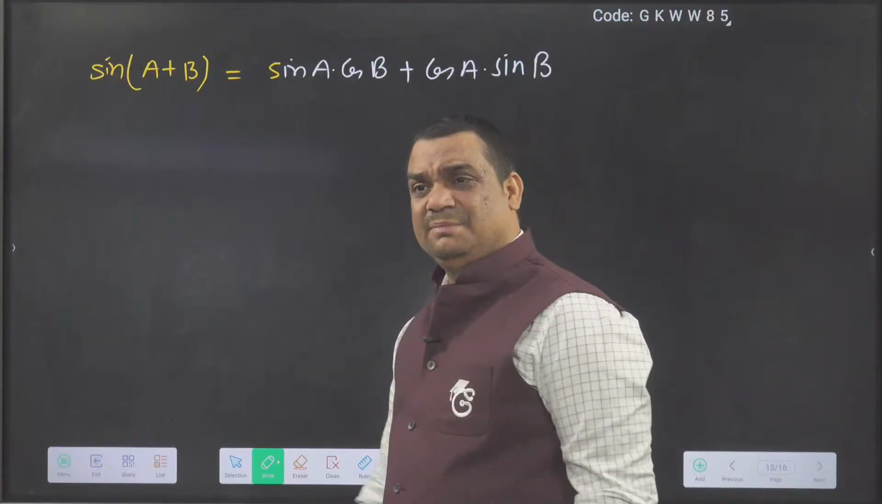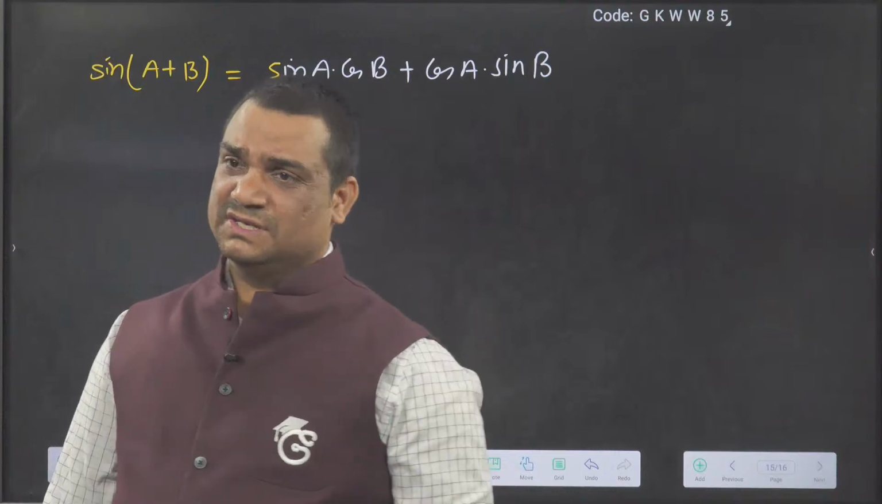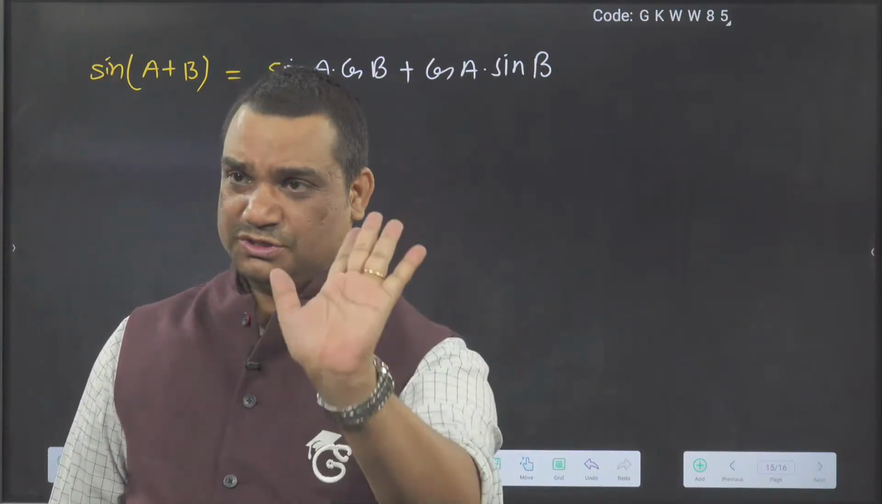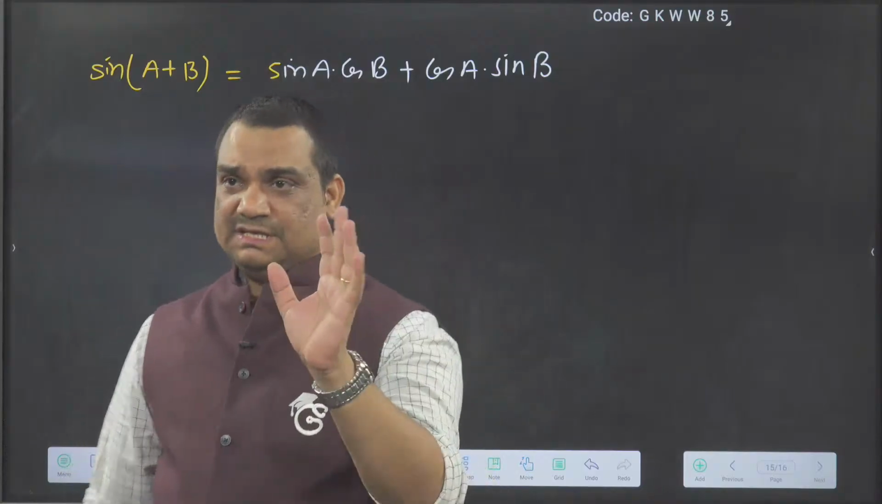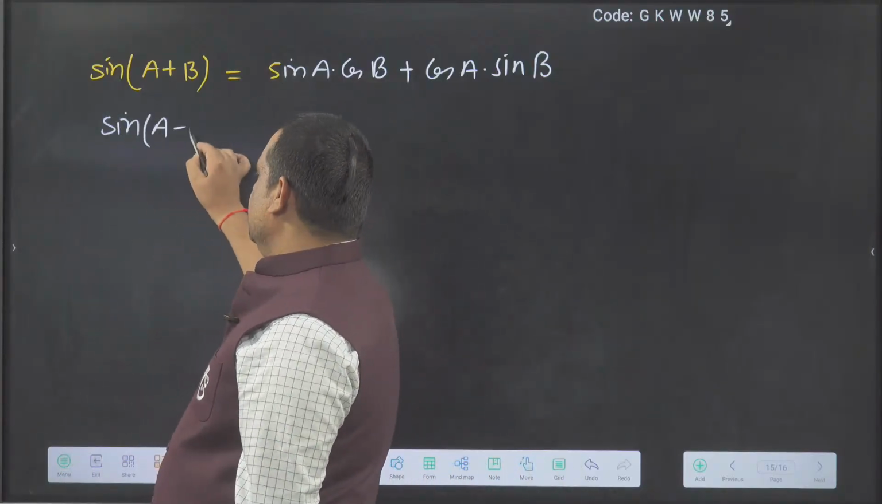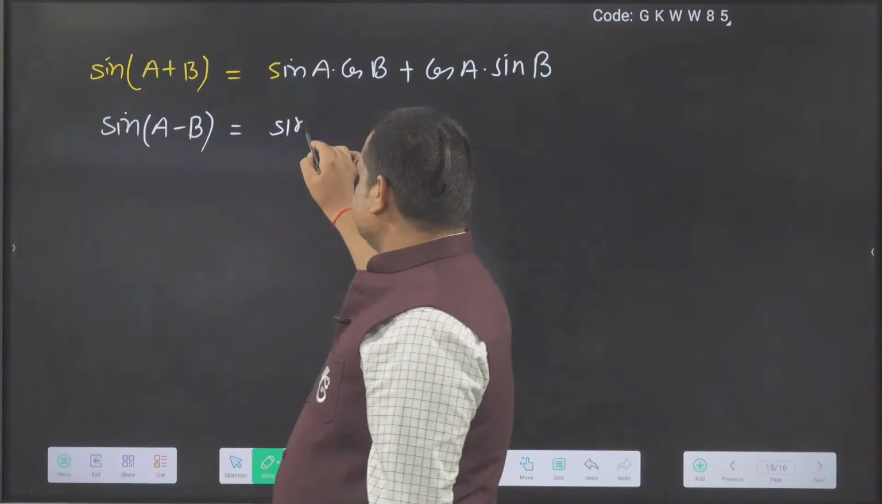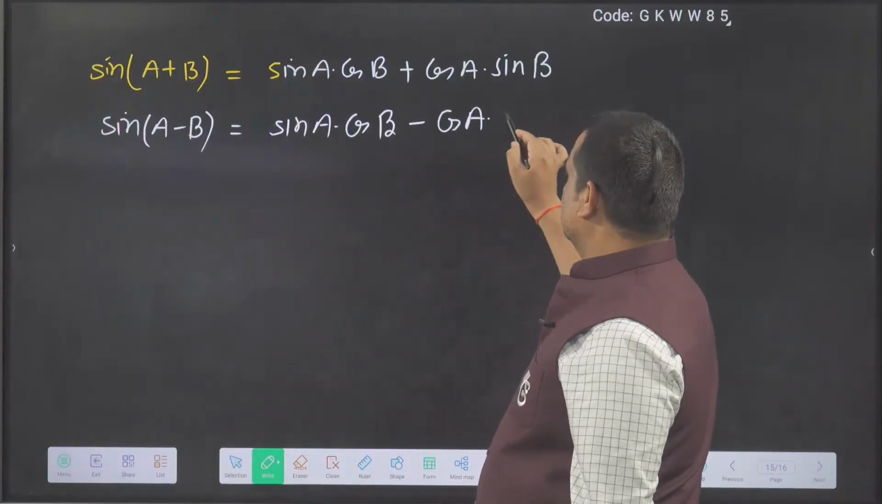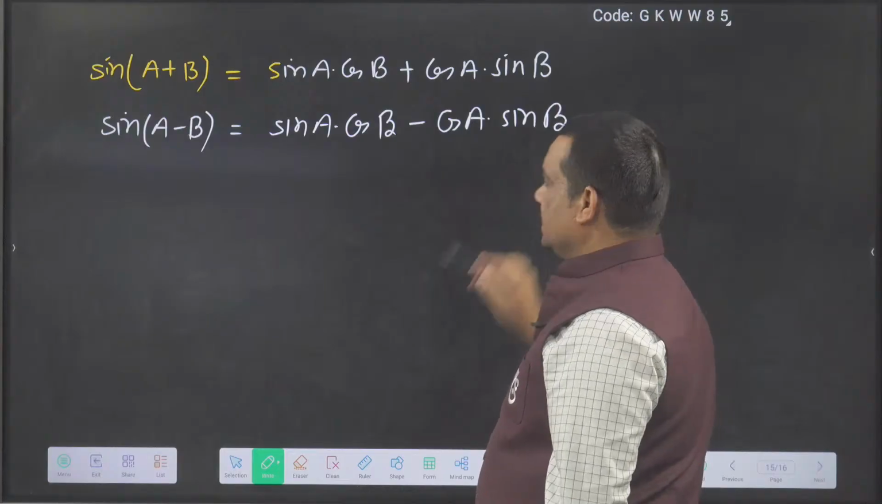How these things are coming, I am not going into the details of this, just writing these formulas, and you have to remember them. Sine a plus b, sine a cos b plus cos a sine b. And if we are having sine a minus b, then we can write sine a cos b minus cos a sine b.